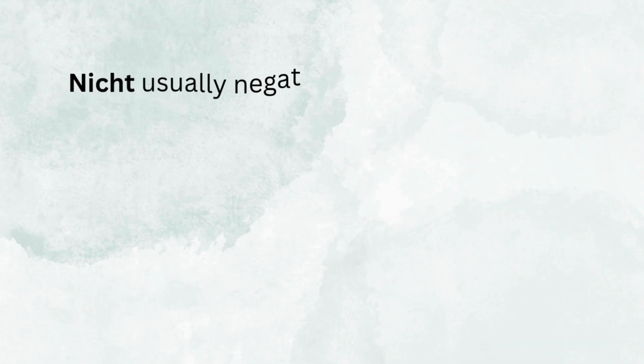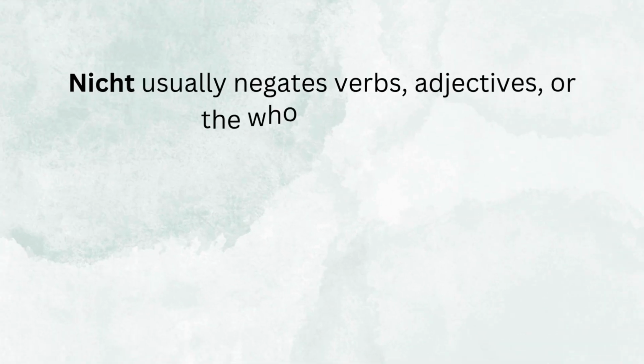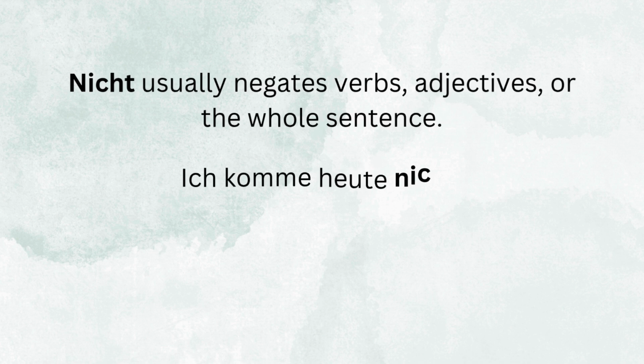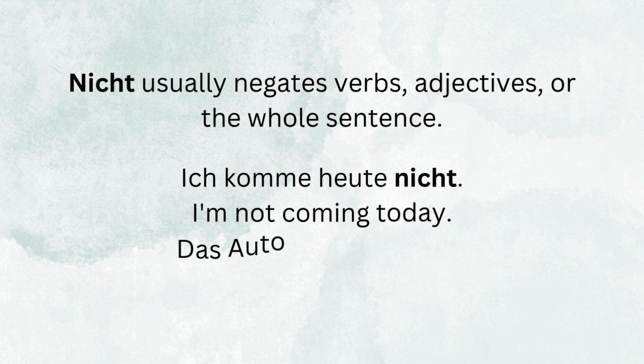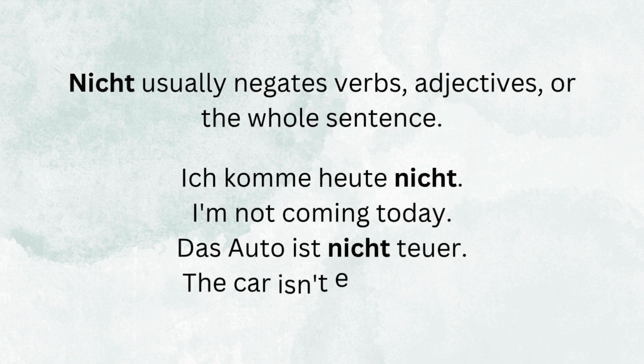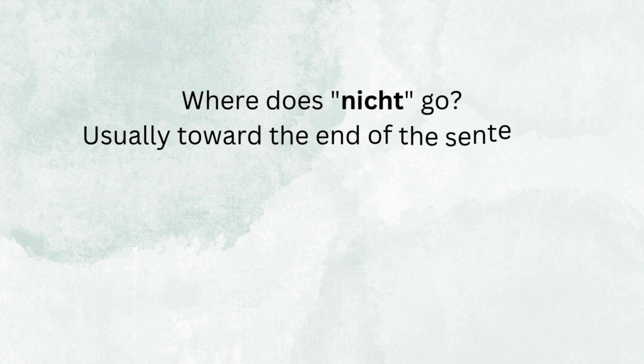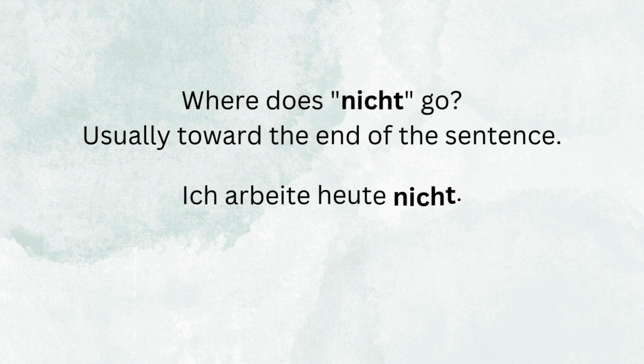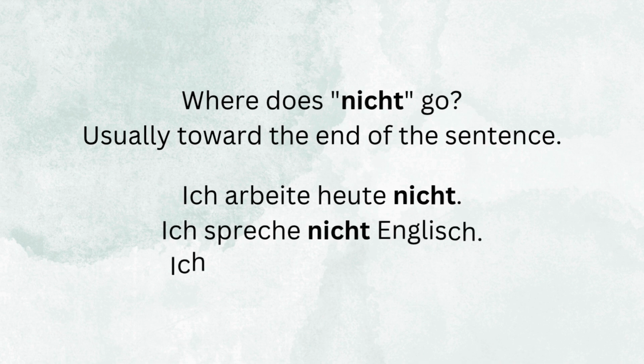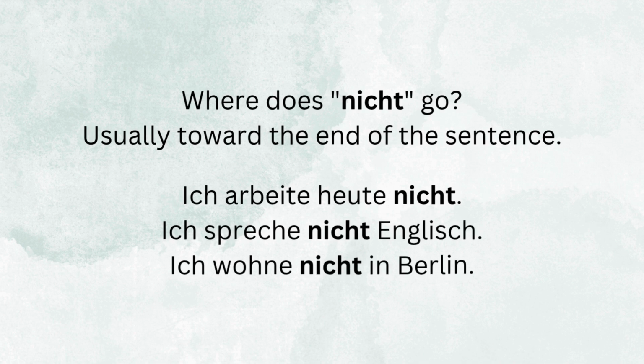Nicht usually negates verbs, adjectives, or the whole sentence. Example. Ich komme heute nicht. I'm not coming today. Another one. Das Auto ist nicht teuer. The car isn't expensive. Nicht usually goes toward the end of the sentence. Example. Ich arbeite heute nicht. Ich spreche nicht Englisch. Ich wohne nicht in Berlin. As you learn more German, you'll discover more precise rules. For now, placing it near the end works well in many beginner sentences.